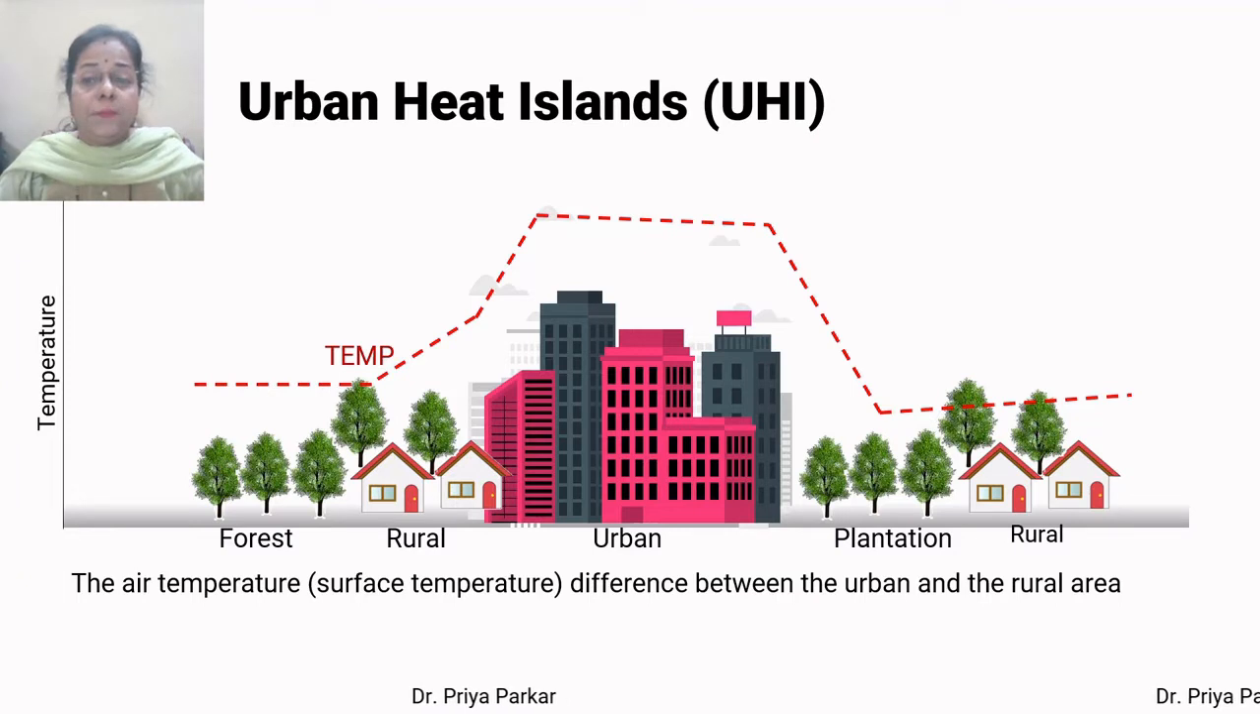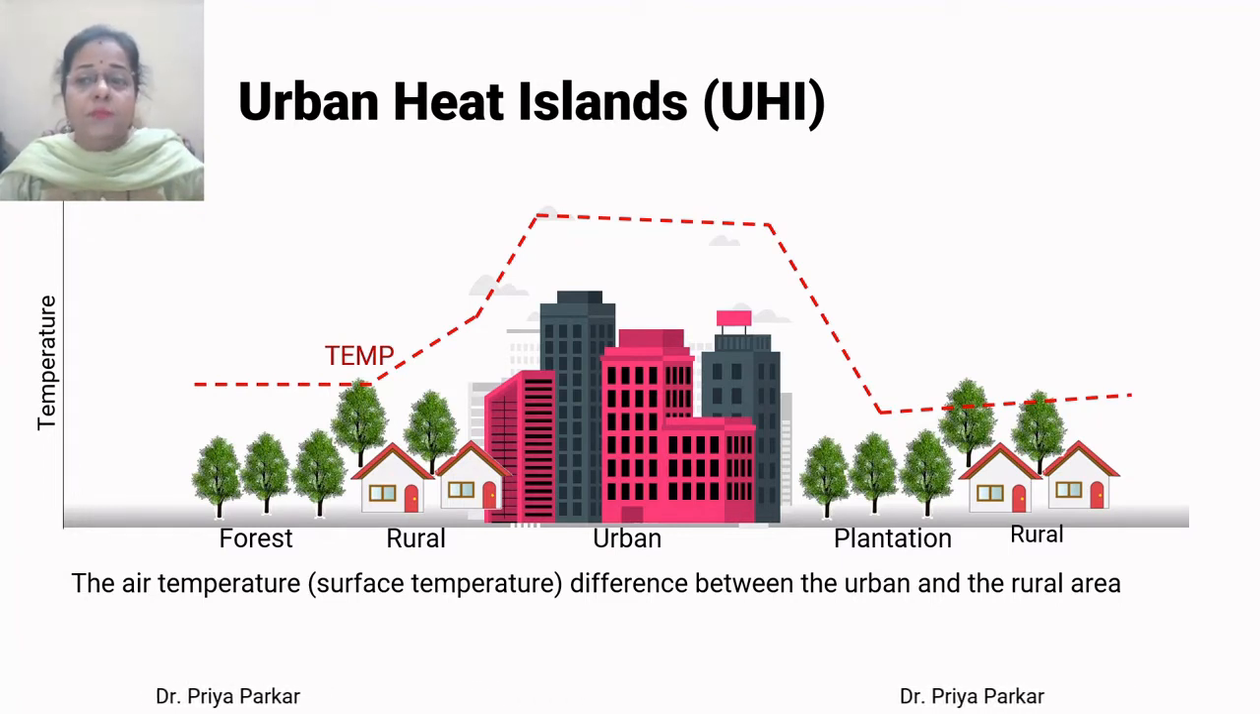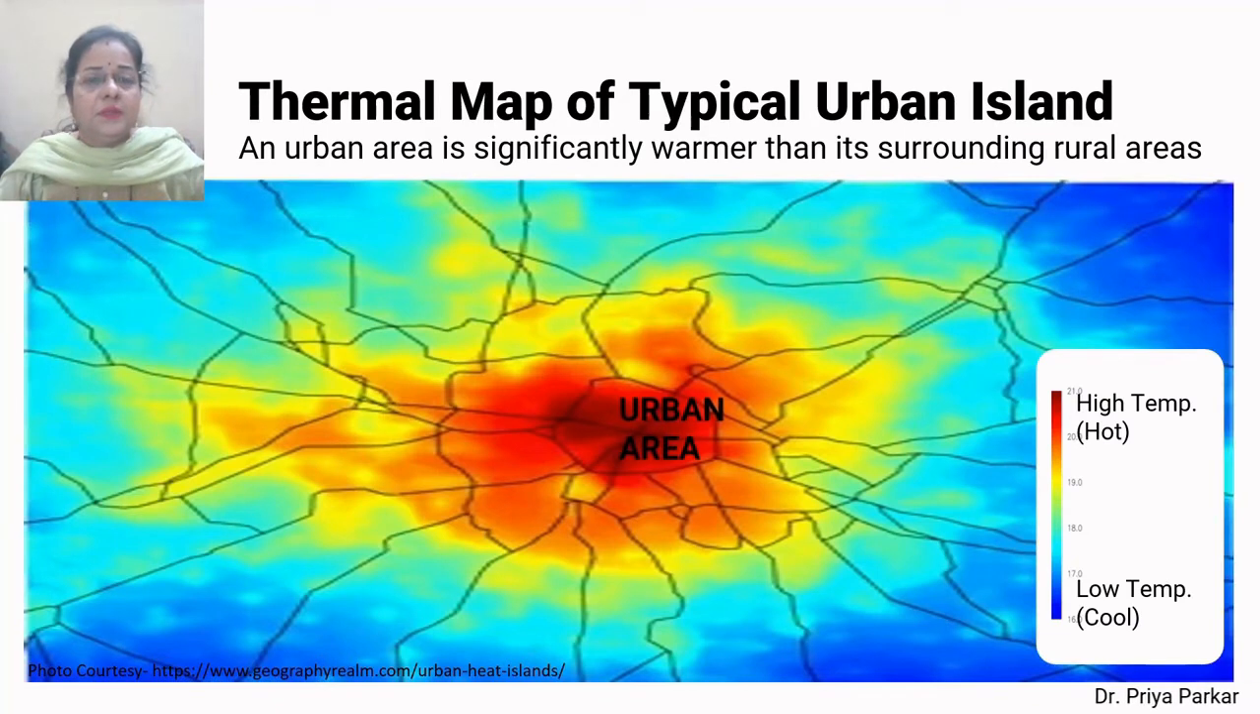Hence, temperature in urban areas can range from 1 to 3 degrees hotter during the day and from 3 to 7 degrees hotter at night than its surrounding areas. This is a typical thermal map of an urban area surrounded by rural. This thermal map projects the exact phenomenon of urban heat island.